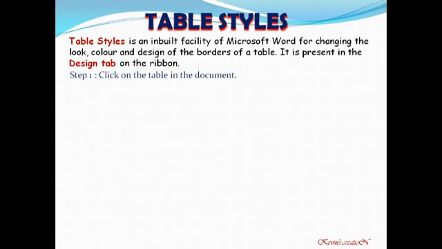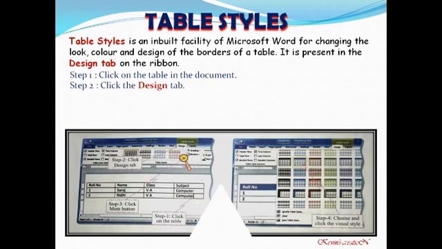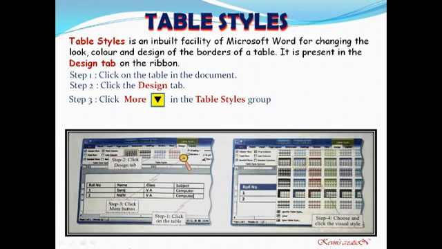First you have to click on the table in the document. Any of the cells you can click in the table, and then click the design tab. Now look here, this is the design tab. First you can place your cursor anywhere in the table, then design tab, and the third one you will go for more button. This is called more button. It will show you more options. Some options are here, but if you click this, you will get more options.